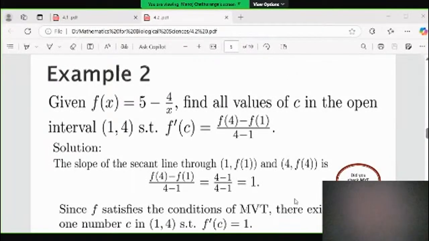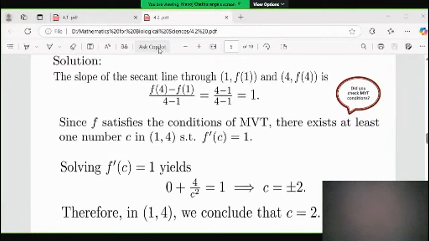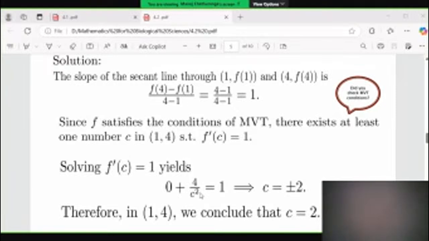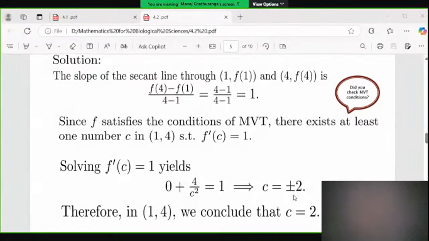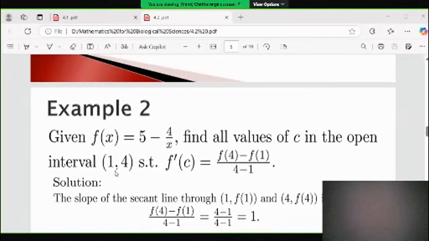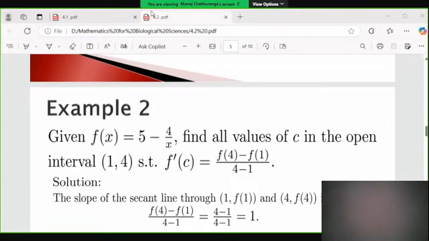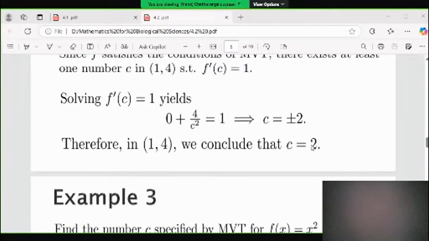Now we need a point c such that the derivative at c equals 1. So let's differentiate and substitute c. 4 divided by c squared equals 1. So when we solve it, we get c equals plus or minus 2. And we are trying to find a c value in between 1 and 4, so clearly it must be positive 2. So c equals positive 2.